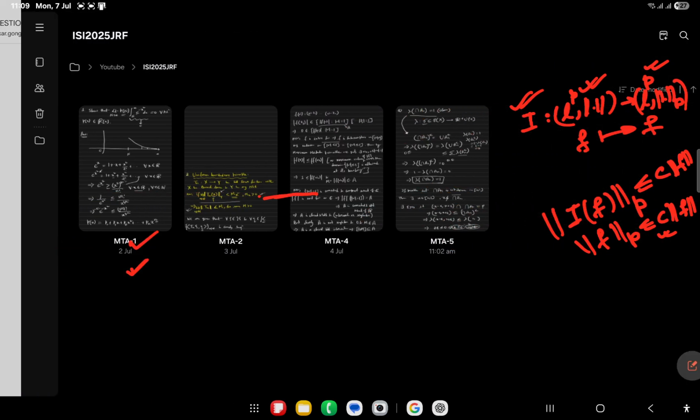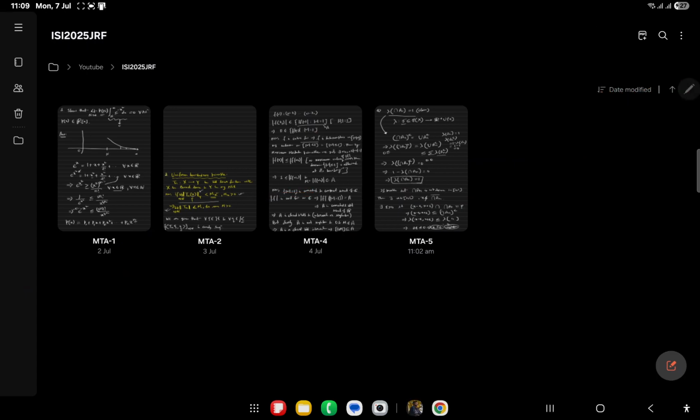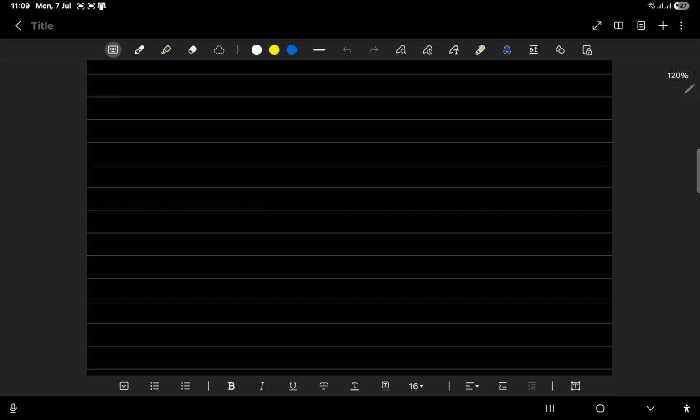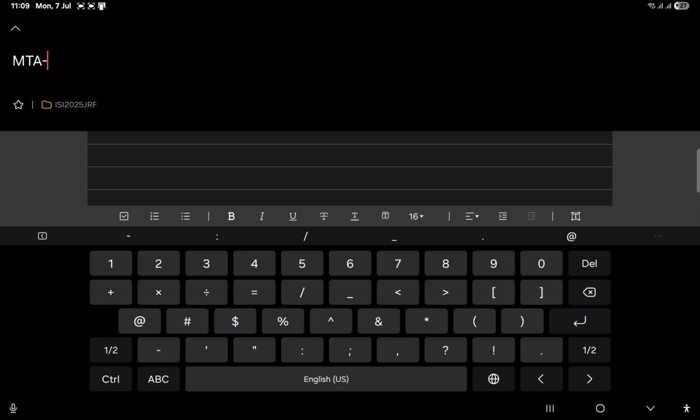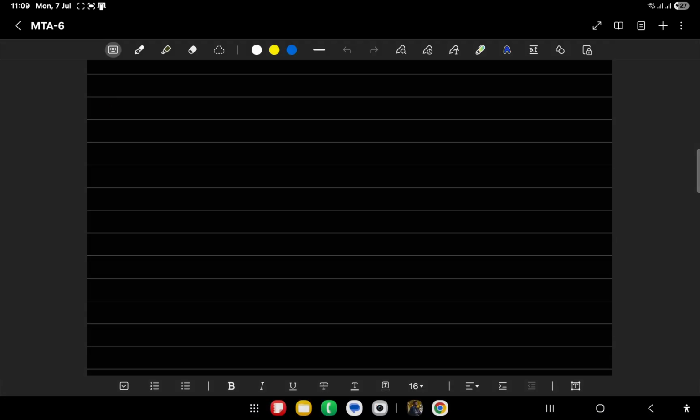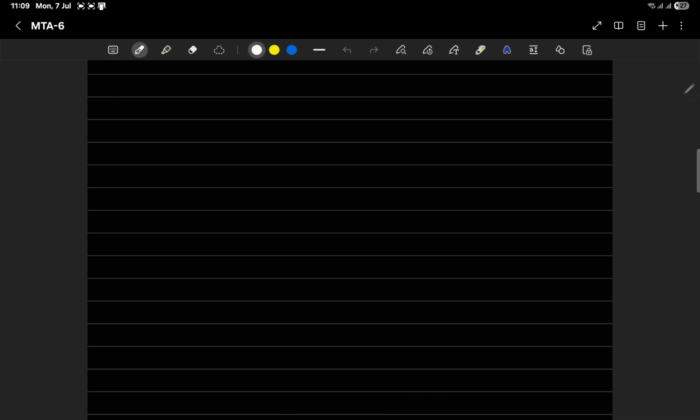Now let's revise what the closed graph theorem is. This is MTA-6, right? What is the closed graph theorem? So let me write the closed graph theorem.